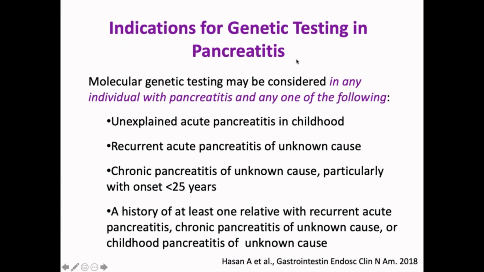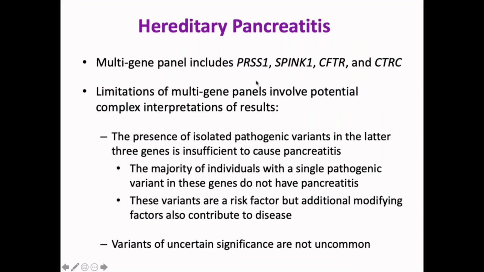I want to say a little something about pancreatitis because they are a high-risk group, and we should consider germline testing in individuals with pancreatitis who had childhood pancreatitis, recurrent acute pancreatitis of unknown cause, a history of chronic pancreatitis, particularly if diagnosed at young ages, or have a history of at least one relative with recurrent pancreatitis, chronic pancreatitis, or childhood pancreatitis. And multi-gene panel testing includes these germline alterations here, PRSS1 being the most penetrant of these germline alterations.